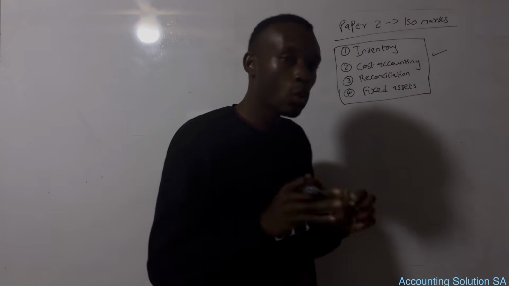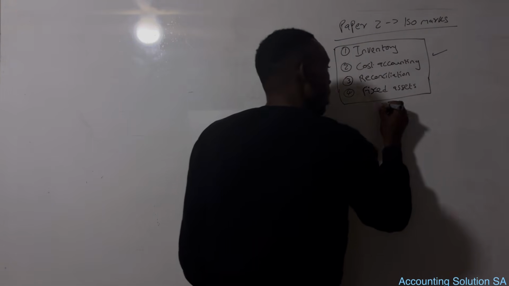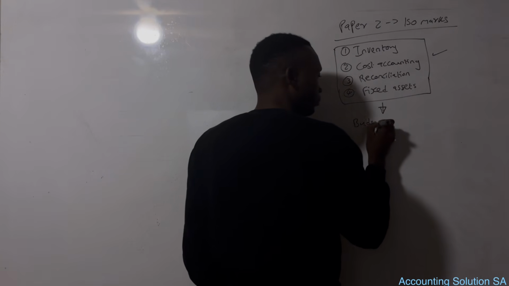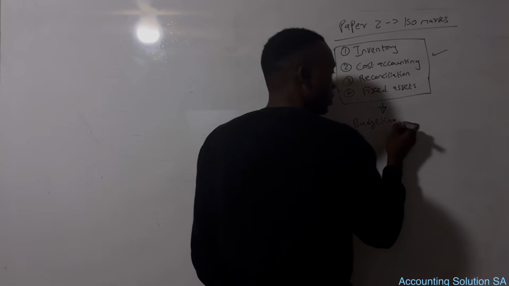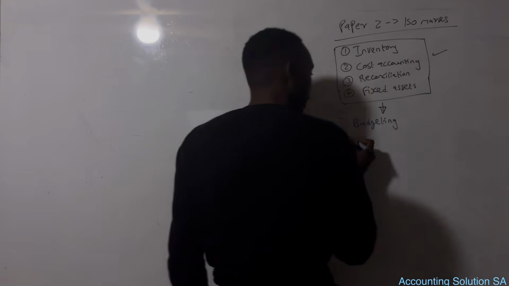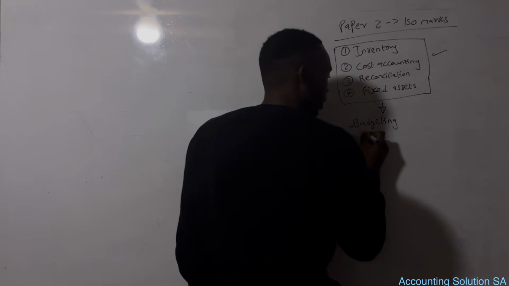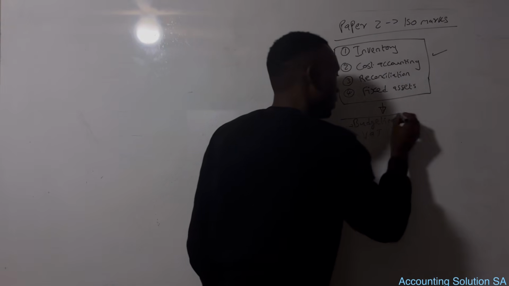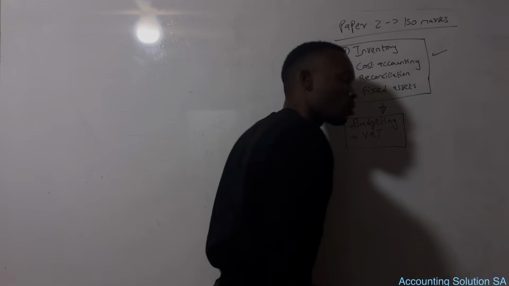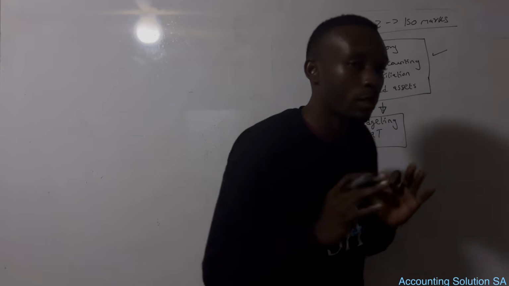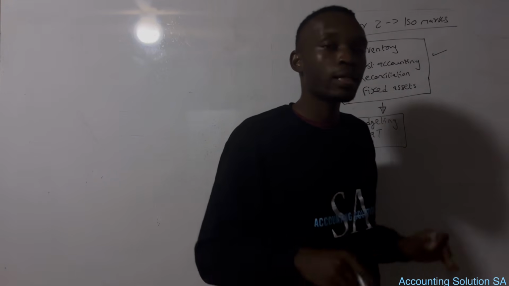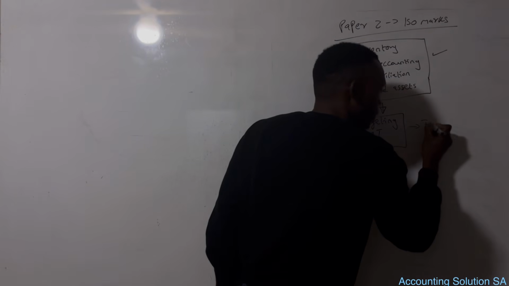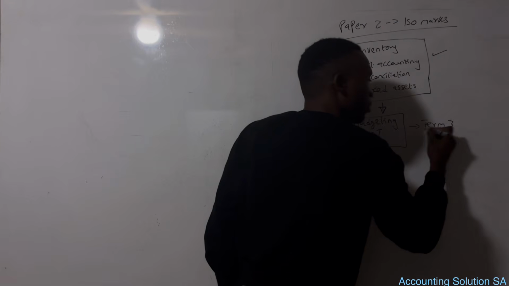But those who are doing a rewrite are also going to have additional chapters, which is budgeting, also known as cash budget, and the other one, you're going to write about VAT. So these chapters, for those who are rewriting, you're going to find them on your paper 2. But those who are in grade 12 full time, this is for term 3. We're going to do this when we get to term 3.